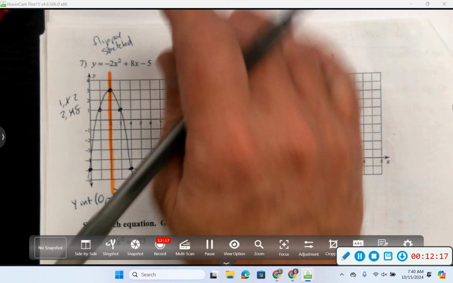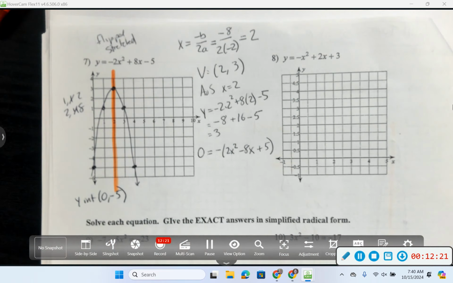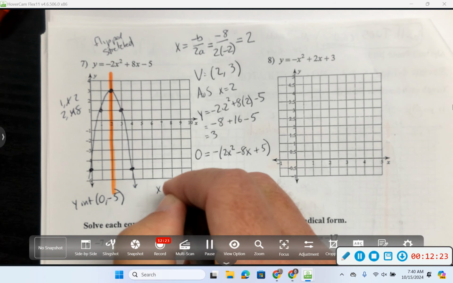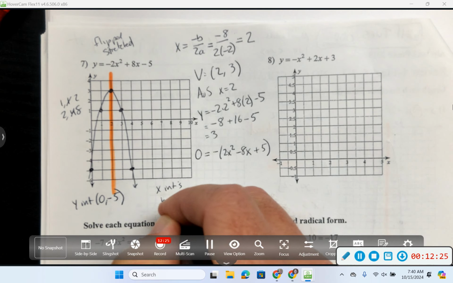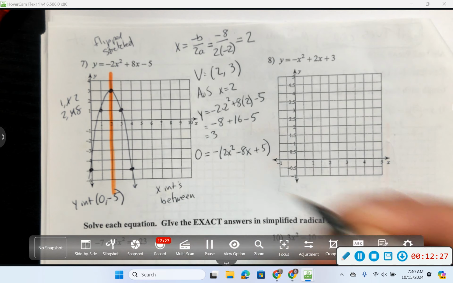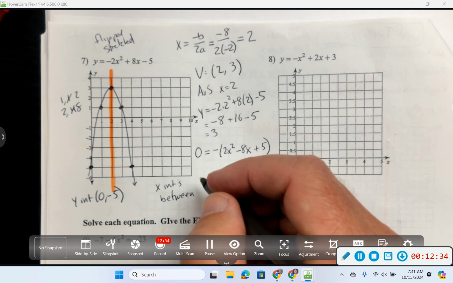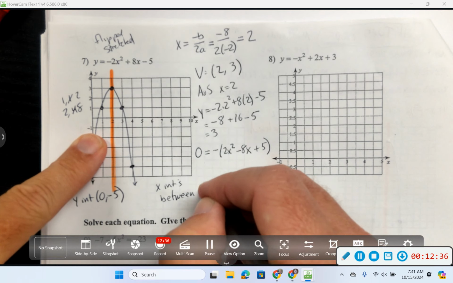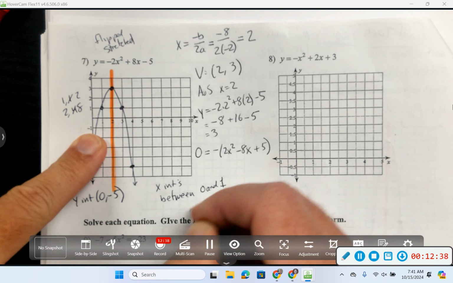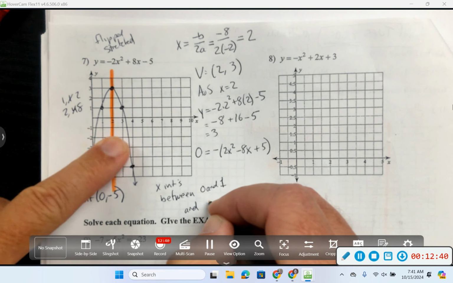So I don't really like this problem. You might remember there were a few where we said the x-intercepts were between. So let's go that way with this one because there's not an exact answer. I mean, there is an exact answer. We just don't know how to get it. So the x-intercepts are between 0 and 1 and between 3 and 4.